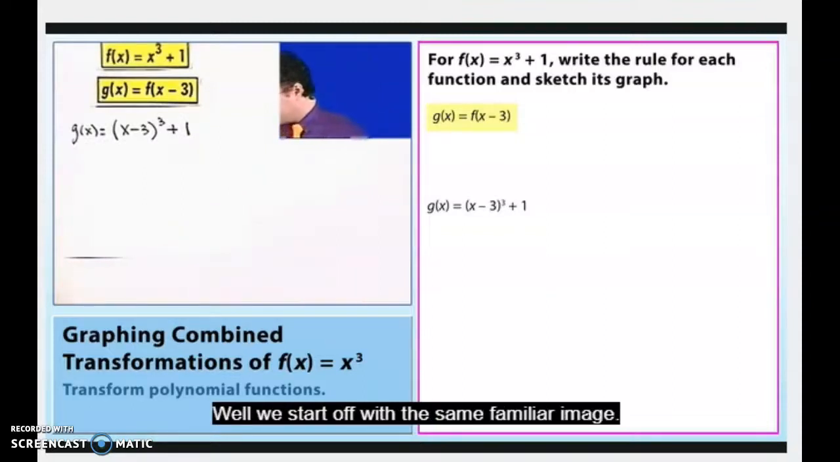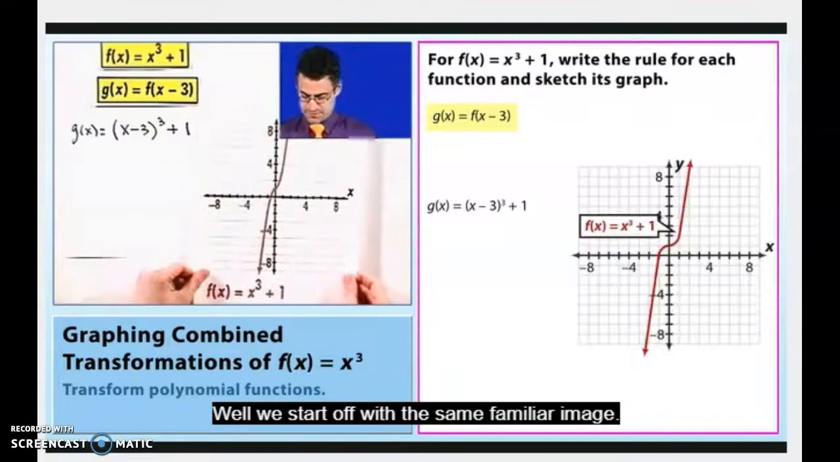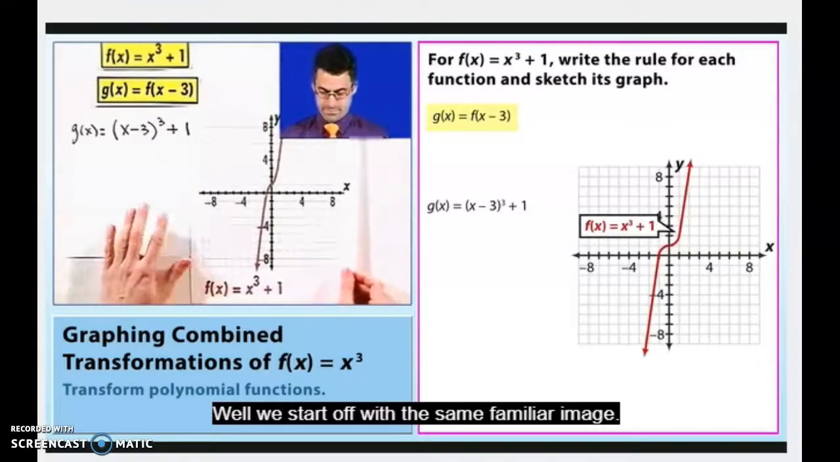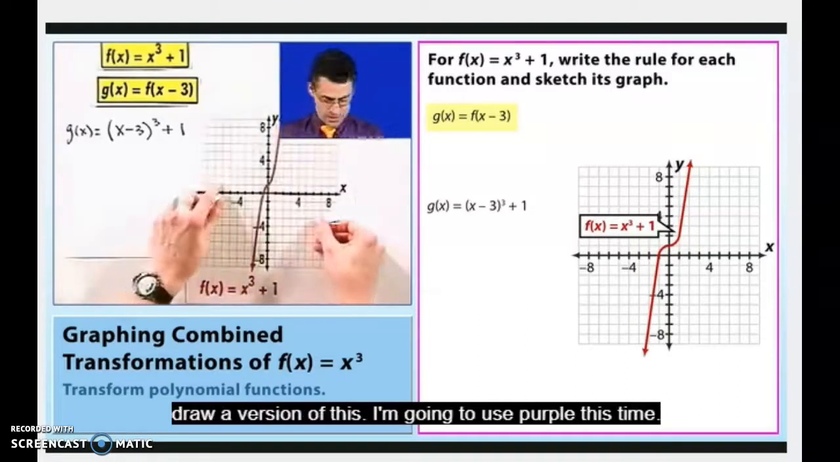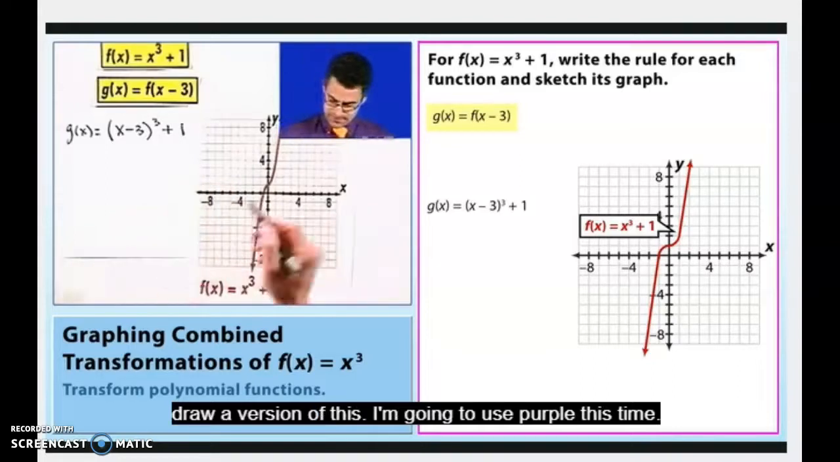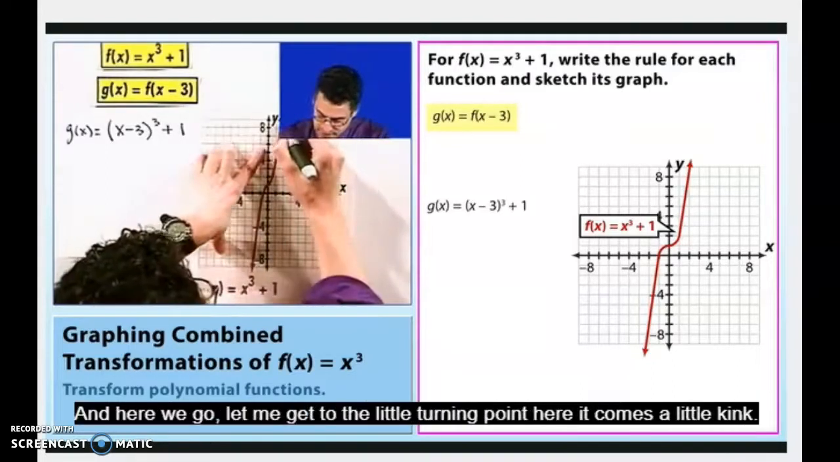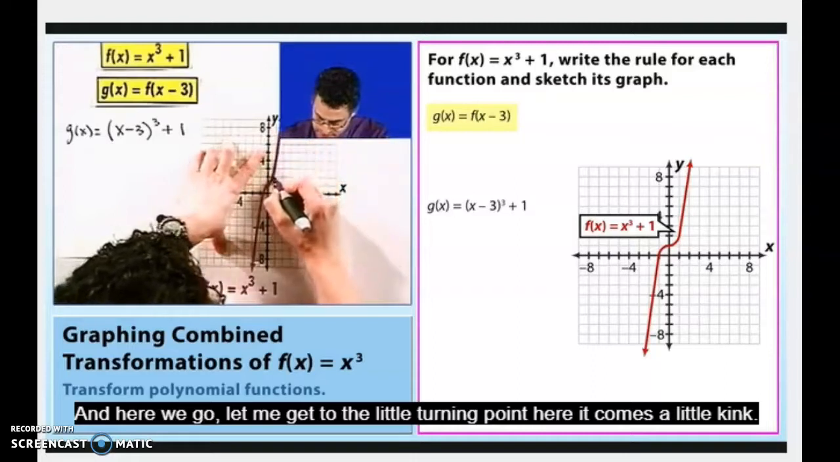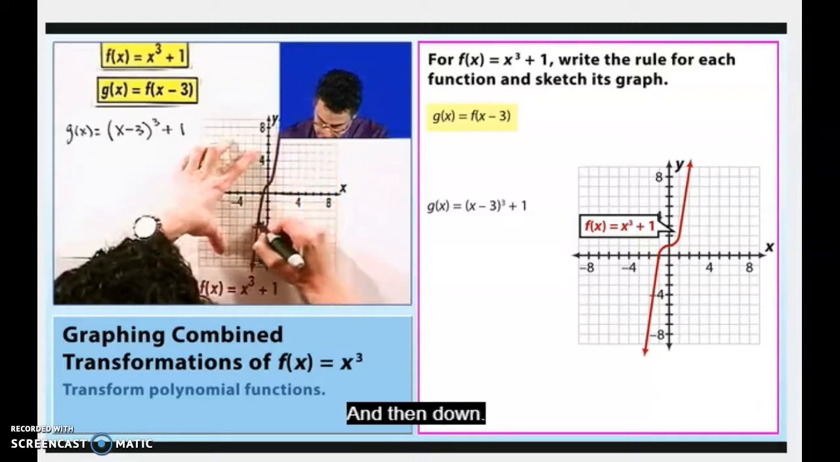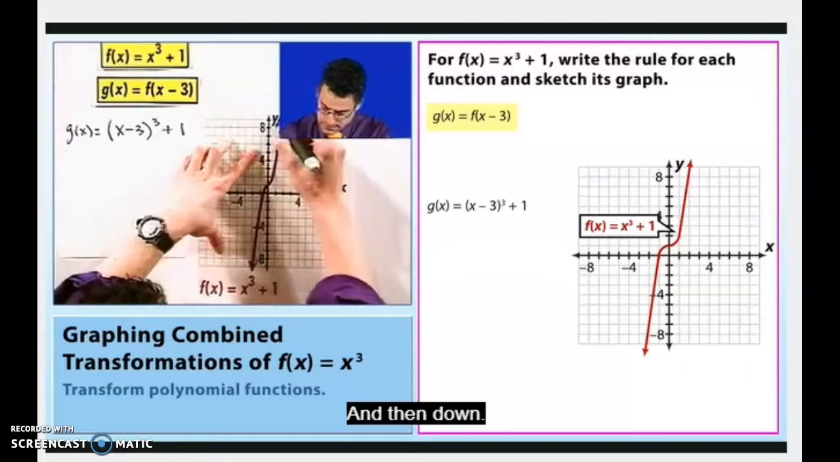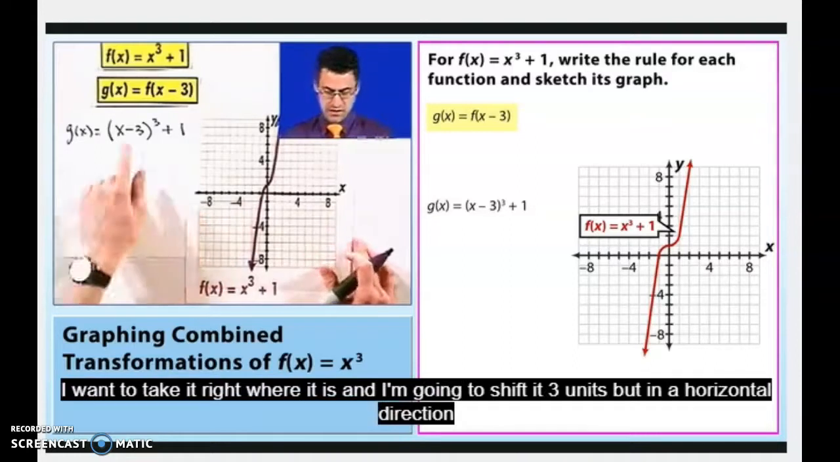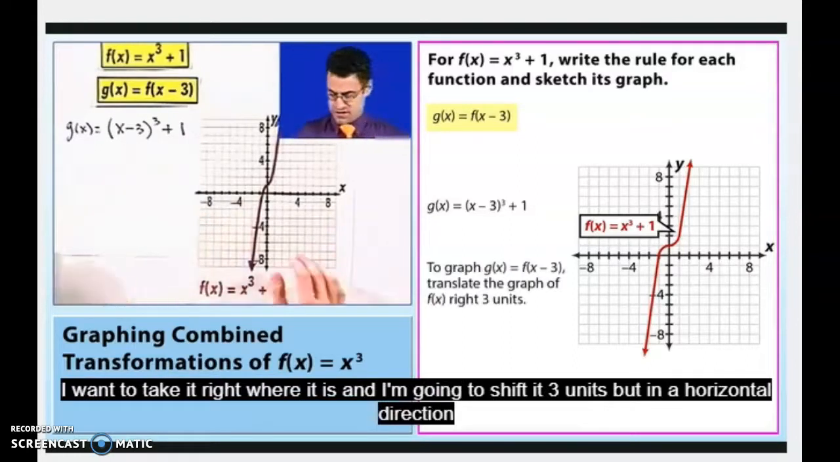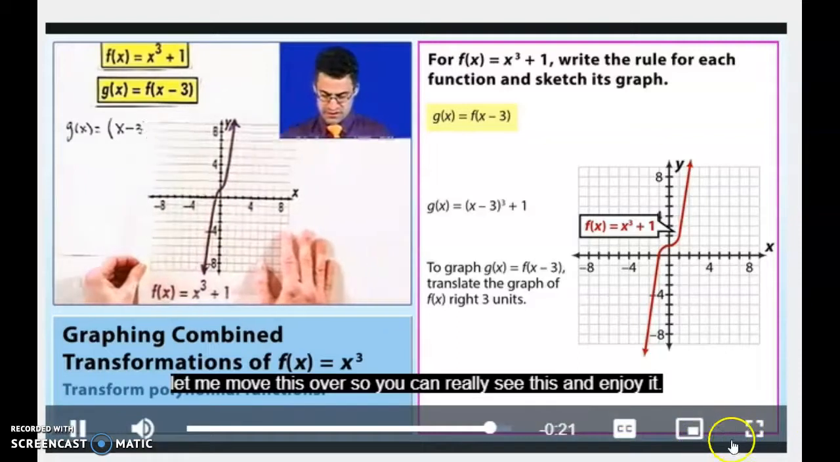Well, we start off with the same familiar image. And now I want to draw a version of this. I'm going to use purple this time. And here we go. And we got that little turning point. Here comes the little kink. Down. Okay, and now what I want to do is take it right where it is, and I'm going to shift it 3 units, but in a horizontal direction. So what we're going to have here, let me move this over so you can really see this and enjoy it.